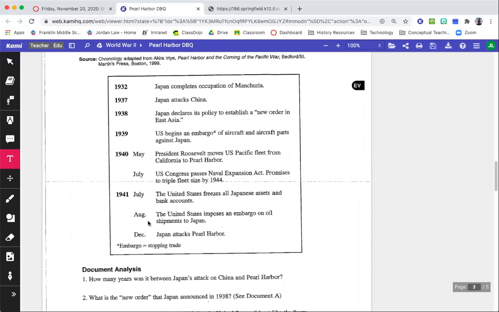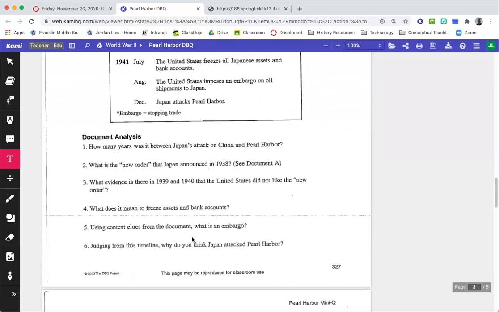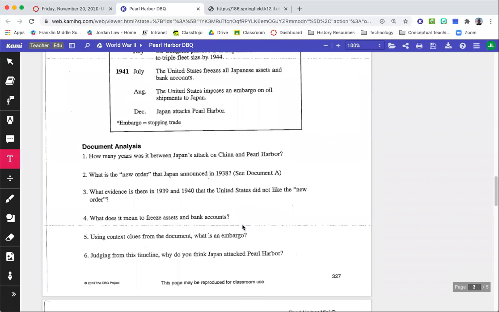Then in August of 1941, the U.S. further embargoes Japan, specifically on oil this time. Oil is something that's going to be incredibly important to an industrial country like Japan, especially one that is using a big military. And then in December of 1941, Japan will eventually attack Pearl Harbor. So that's the timeline we're dealing with. So let's take a look at these questions down here and see if this is going to help us answer our question about why Japan attacked Pearl Harbor.